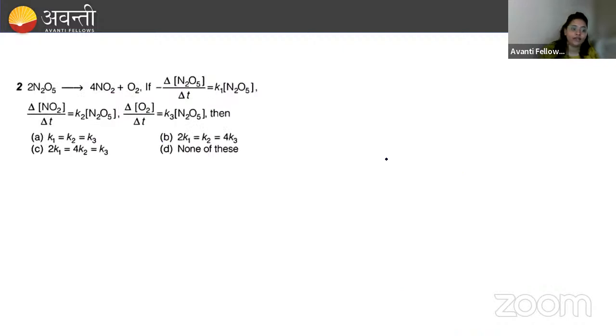Here we have one reaction, N2O5 gives NO2 and O2. If the rate of disappearance of N2O5 with respect to time is K1 of N2O5, the rate of appearance of NO2 with respect to time is this much, and the rate of appearance of O2 with respect to time is this much, then what is the relationship between these three rate constants that we need to calculate?